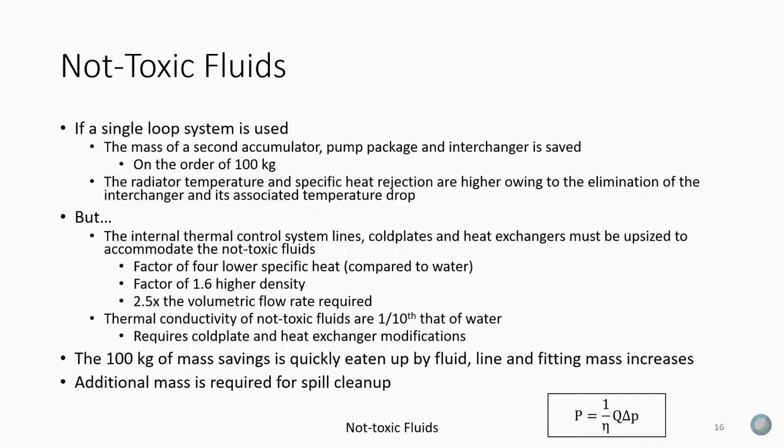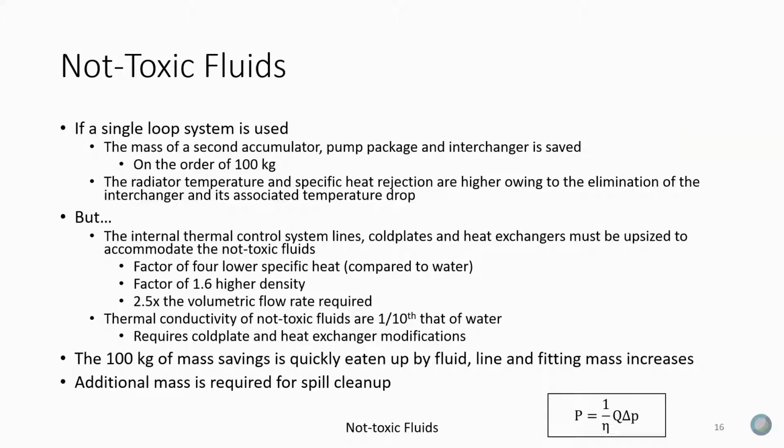So when we talked again more about non-toxic fluids, I already talked about how you save some mass, about 100 kilograms. Your radiator temperature is going to be a little bit lower, so you're going to have less heat rejection on the radiator. But, and here's the big but, you've got to upsize the internal thermal control system lines because we've got lower specific heat. To do the same job, we've got to pump 4 times the mass. But the stuff's a little bit denser, which means you've got to pump 2.5 times the volumetric flow rate.